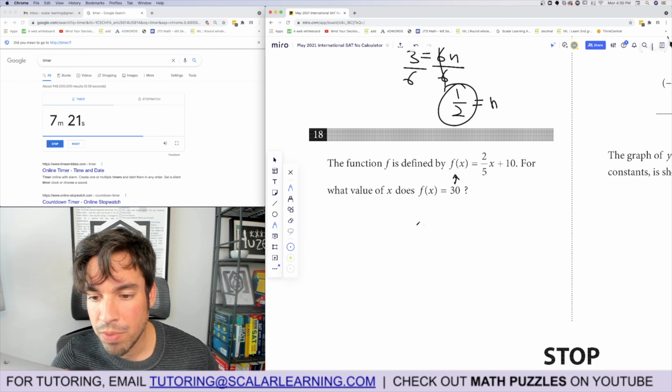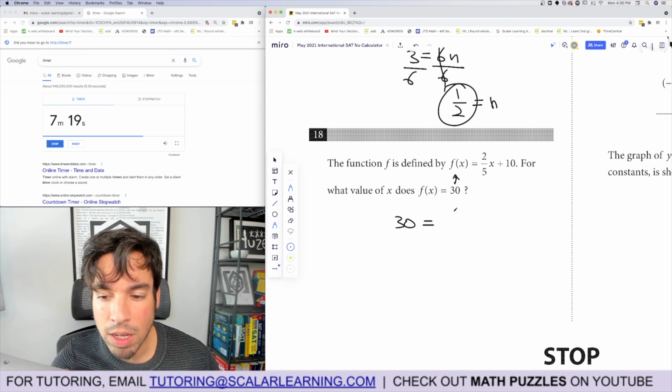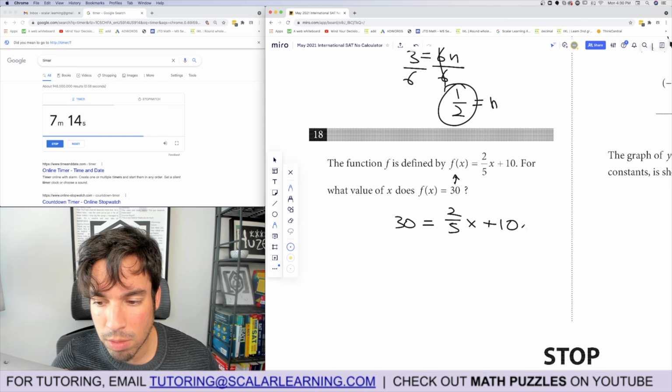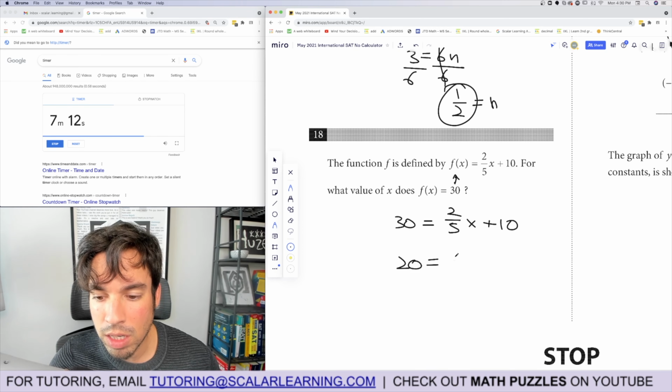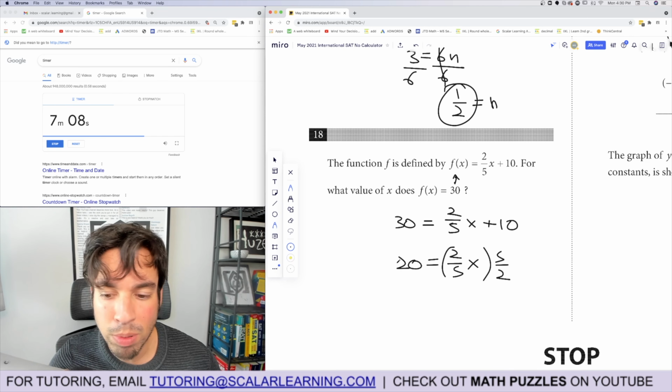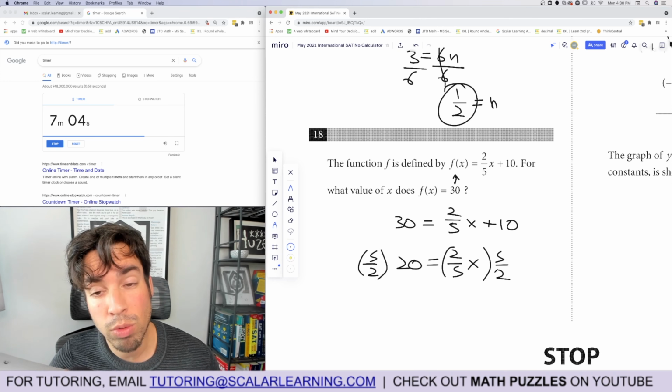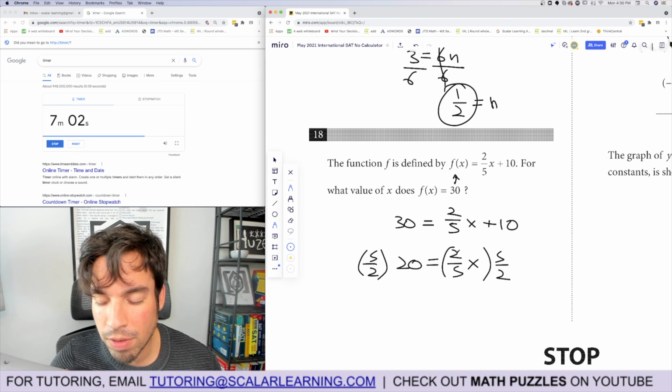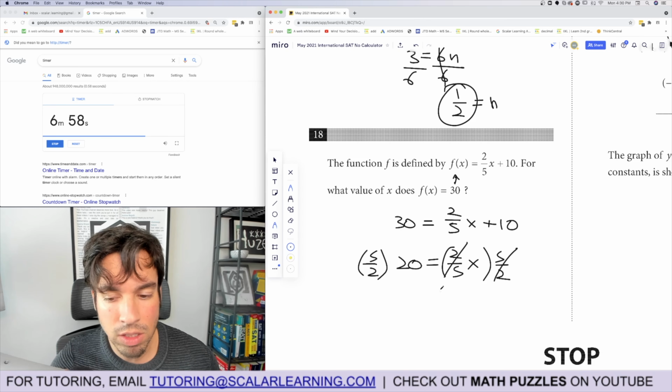Plug and chug. 30 replaces the function value: 30 equals 2/5 x plus 10, and then we solve for x. Subtract 10 from both sides. 20 equals 2/5 x. Now to get rid of the 2/5, multiply by the reciprocal. Why do we do that? Because 2/5 times 5/2 is 1. Thereby, it eliminates it, right? If you don't believe me, multiply it. It gets 10 over 10. That's 1. 1x is just x.